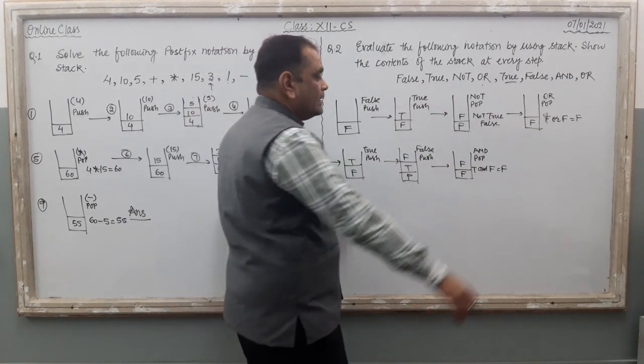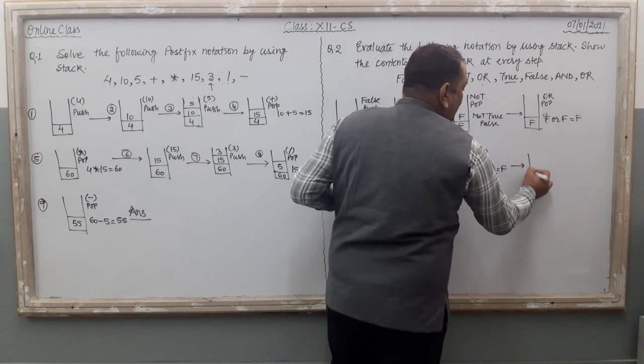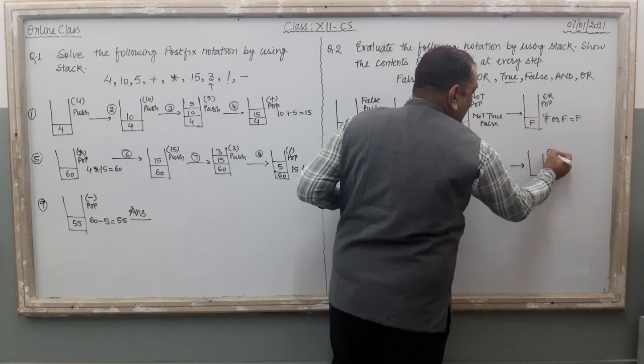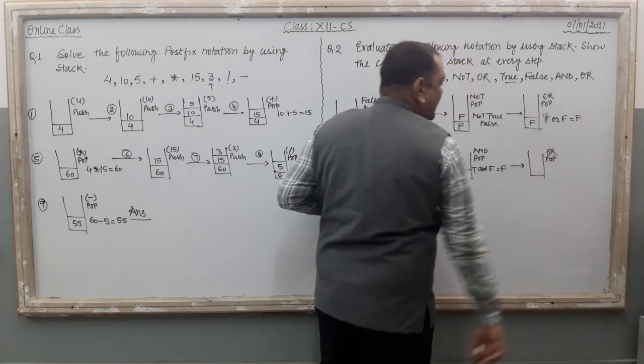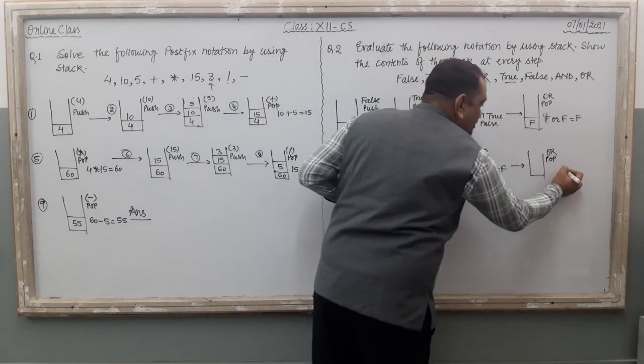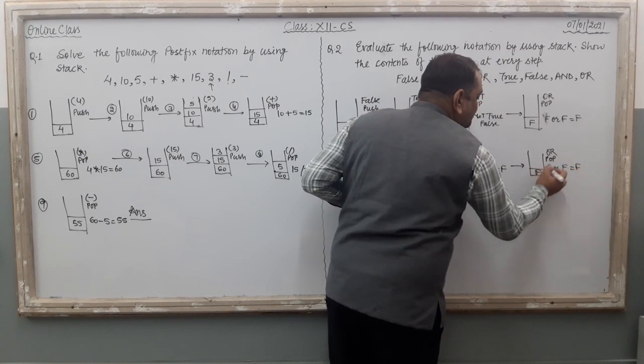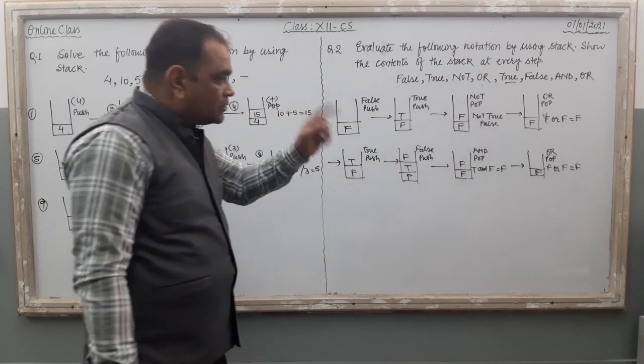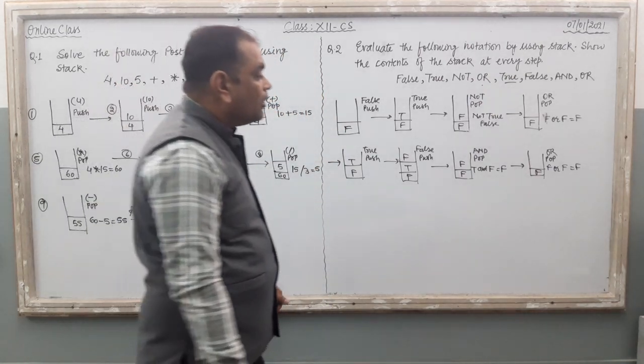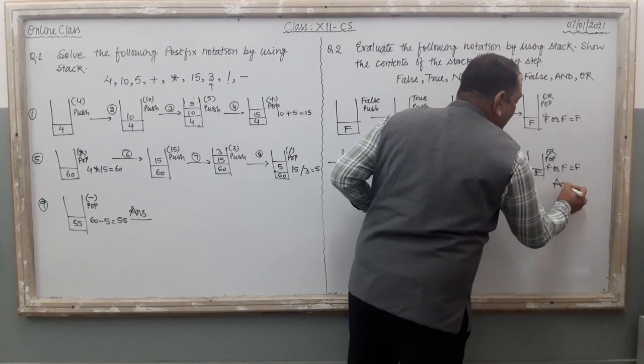Now the last one, it is the OR operation. So if you perform this OR operation, you have to pop two operands from the stack. Now the equation looks like this, F or F. The result is false here. Push the result back into the stack so that the final result is false here. And it is your answer.